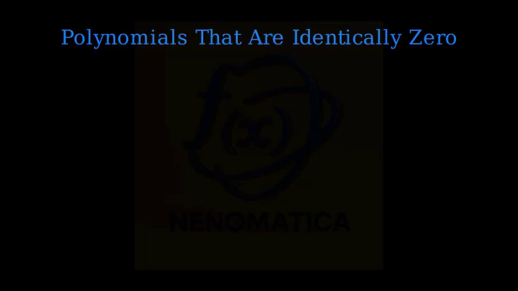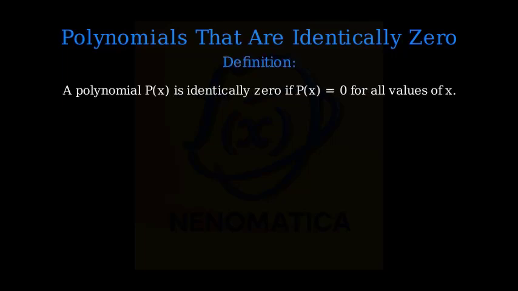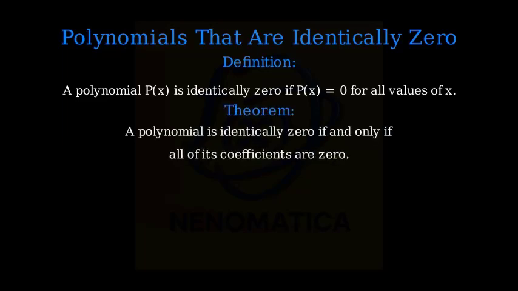Welcome to our video on polynomials that are identically 0. We'll explore what it means for a polynomial to be identically 0 and the necessary and sufficient condition for this property. Let's start with the definition. A polynomial is said to be identically 0 if it equals 0 for all possible values in its domain. For a polynomial to be identically 0, it is necessary and sufficient that all of its coefficients are 0.